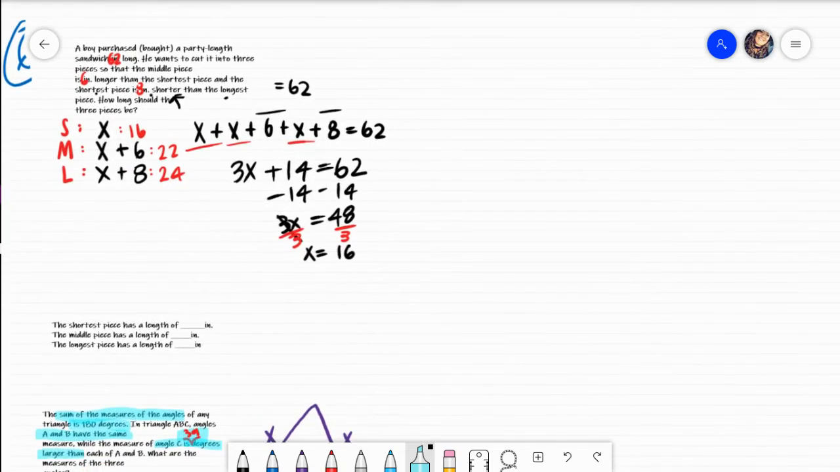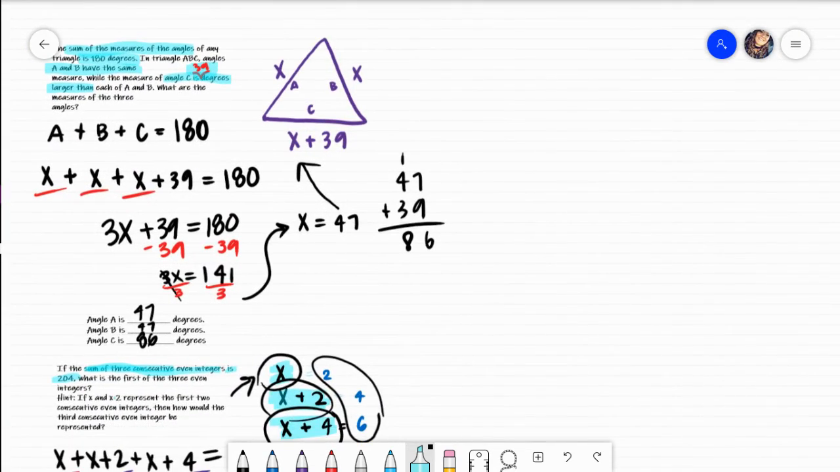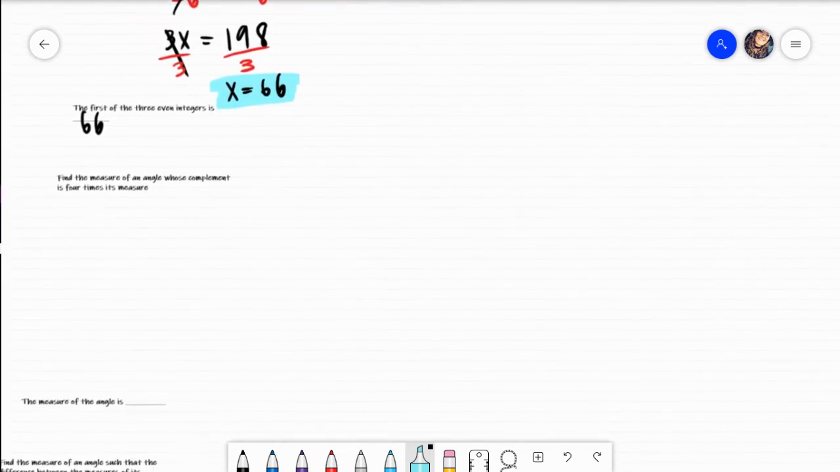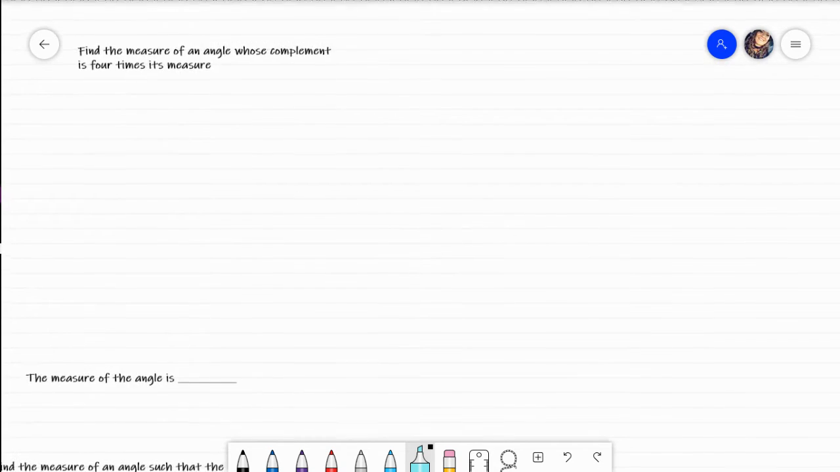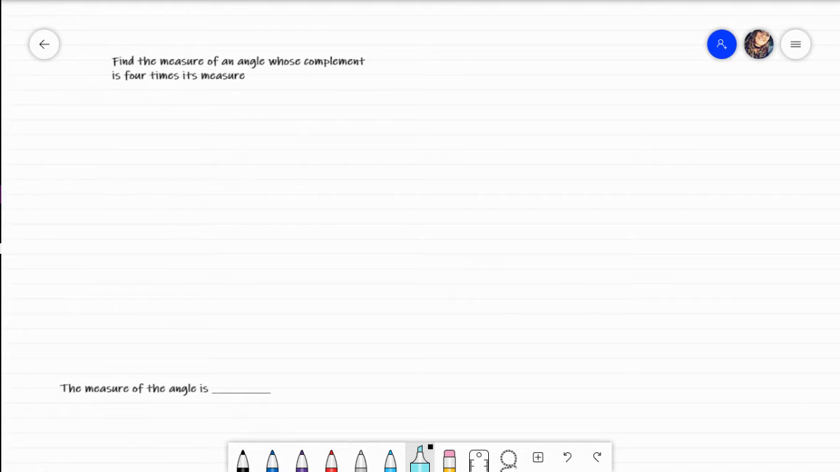Let's see here. This is all the other videos that we've done so far. So here we go. It says to find the measure of an angle whose complement is 4 times its measure.